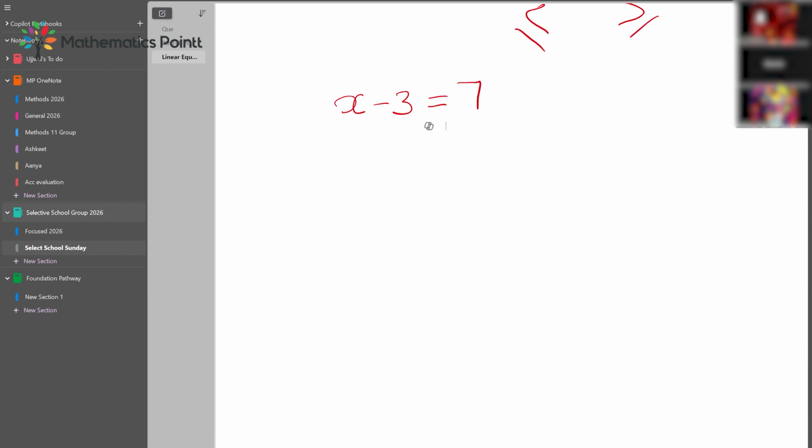Good. So what are we doing? I said last week, you need to maintain the balance. So if it's a negative 3 here, you will add 3 on both sides, the 3s cancel, and x becomes 10. Good. Simple, right?